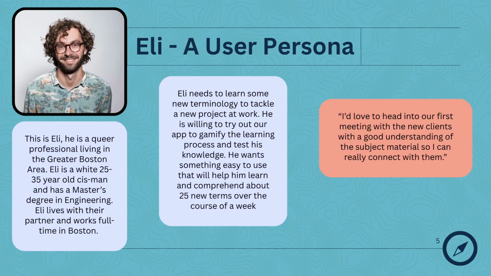This is Eli, a user persona that I created in order to refine the needs over the course of the project. He's a queer professional living in the greater Boston area. Eli is a white 25 to 35-year-old cis man with a master's degree in engineering. Eli lives with his partner and works full-time in Boston. I envisioned a potential use case that Eli wants to study a topic for work with some new terminology. By learning the terms, he will impress his boss and their client, giving Eli a tangible goal that Forward could guide him towards.